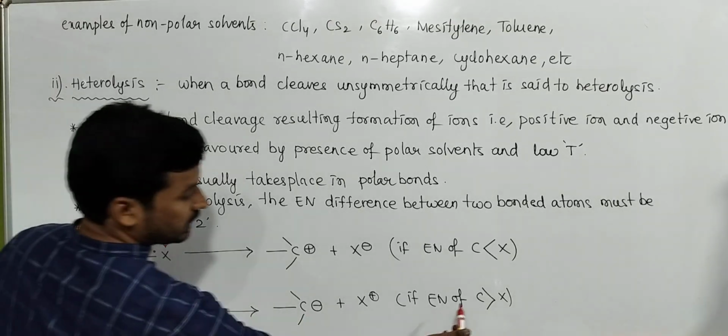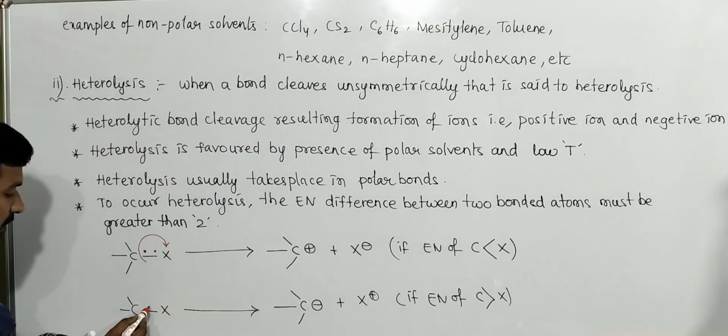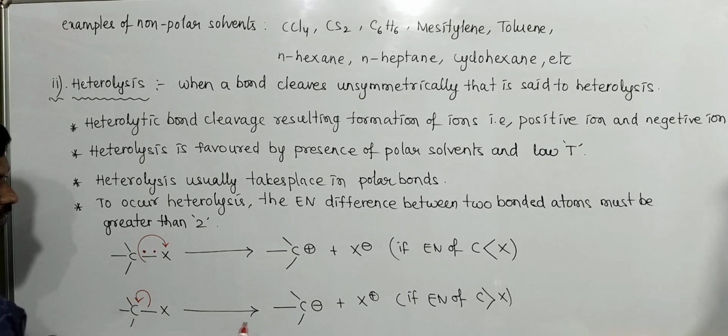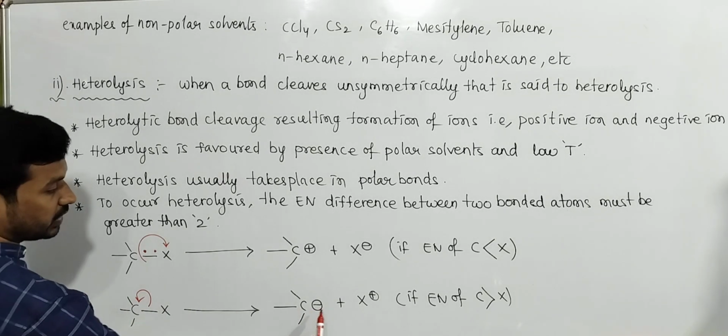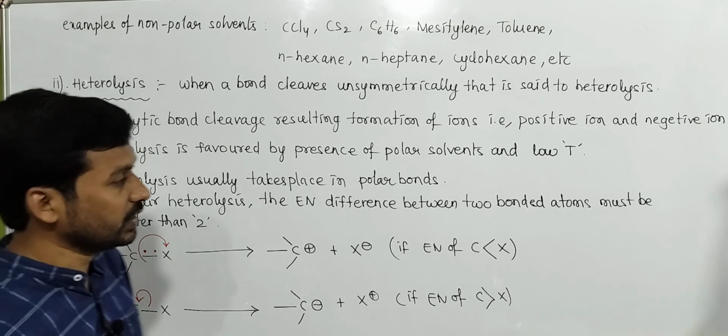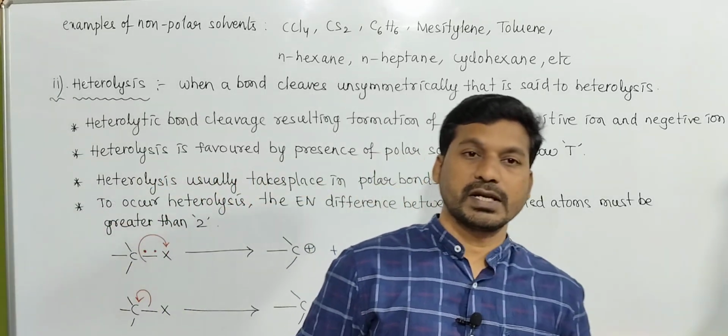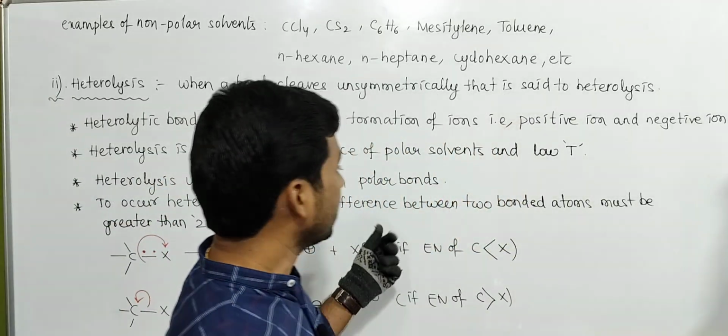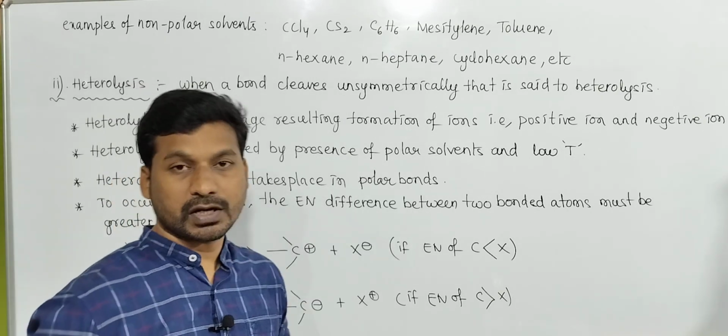If C is more electronegative than X, then C takes both bond pair electrons. Then C becomes negative and X becomes positive. Okay, so this is homolysis and heterolysis. Now I will give examples of polar solvents.